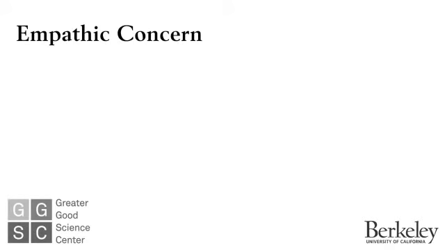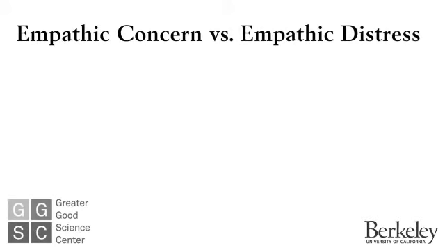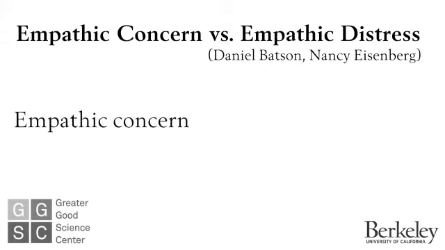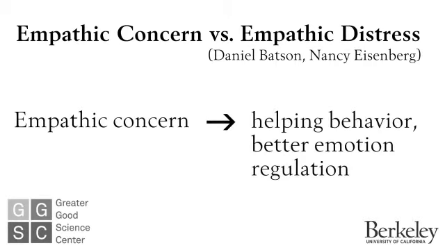Two of the early conceptual thinkers in this space of empathy are Dan Batson and Nancy Eisenberg. Now, what Batson and Eisenberg did was really try to understand the relationship between empathy and well-being, and they were able to differentiate something called empathic concern from something called empathic distress. And what it turns out is that empathic concern is associated with all kinds of benefits. People who experience empathic concern are more likely to help, they're better at regulating their own emotions, they're more stable and socially functional in life. Whereas people who experience empathic distress have other issues and struggles that we can flesh out in later weeks.